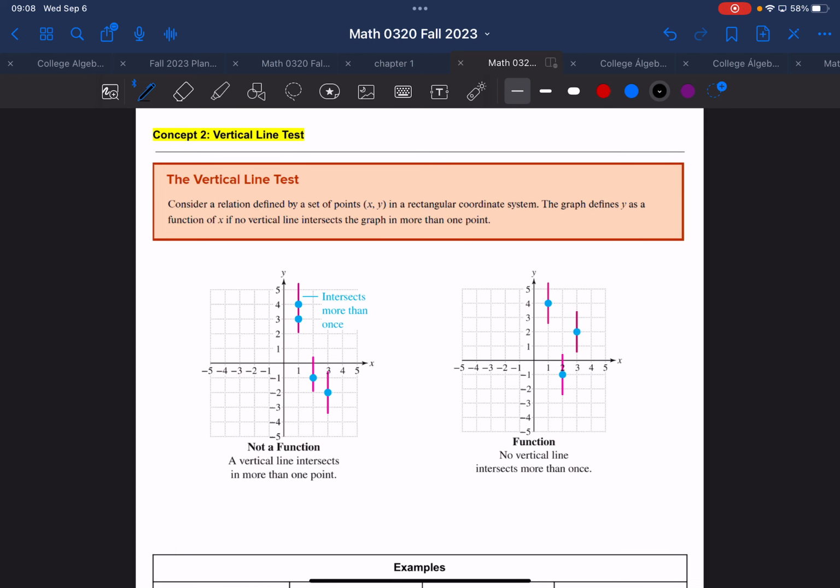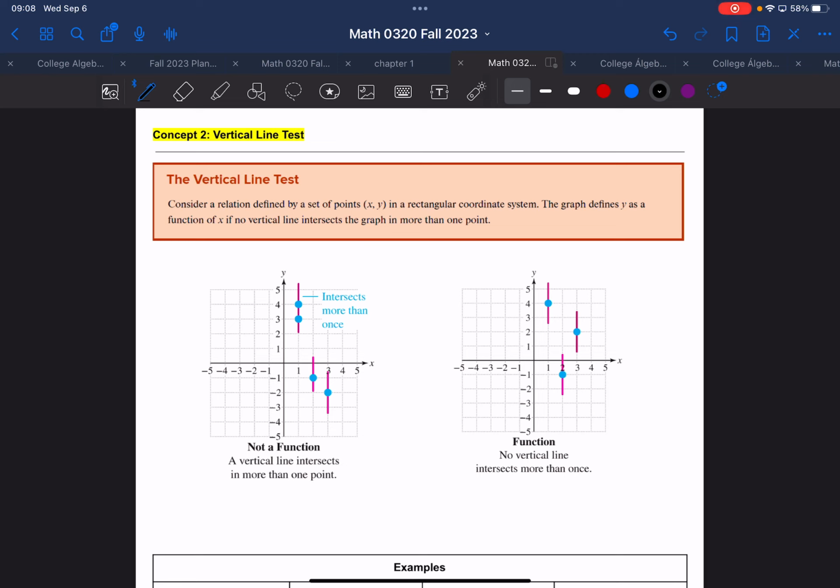Okay, concept 2 is the vertical line test. The vertical line test says consider a relation defined by a set of points in a coordinate plane. So what this is saying is consider a graph. The graph defines y as a function of x if no vertical line intersects the graph in more than one point.